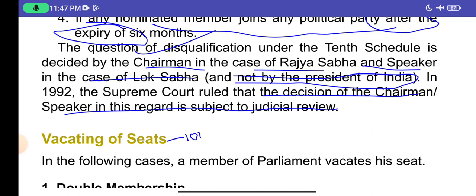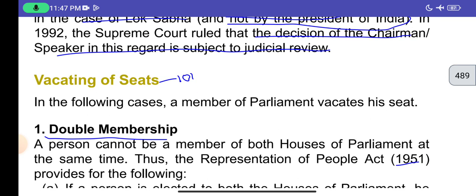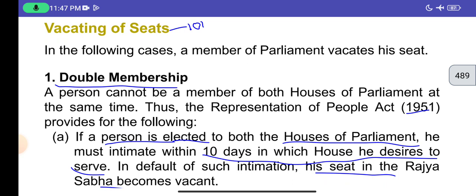In 1992, the Supreme Court ruled that the decision of the chairman or speaker in this regard is subject to judicial review. Now, vacating of seats. In the following cases, a member of parliament vacates his seat.